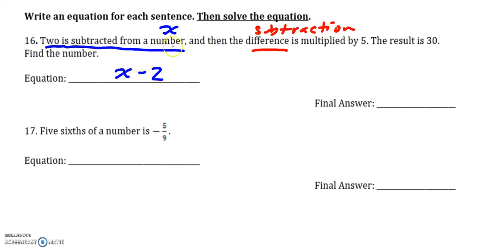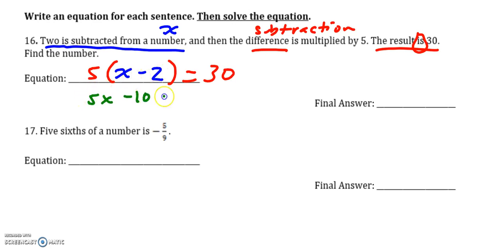So this difference is multiplied by 5. And because we want the whole difference multiplied by 5, we need parentheses. And the result of this, result is meaning equals 30. So this is the answer for your equation. However, if you wanted to keep solving it, which I'm asking you to, we would have to distribute. And if we did distribute, we would get 5x minus 10 equals positive 30.